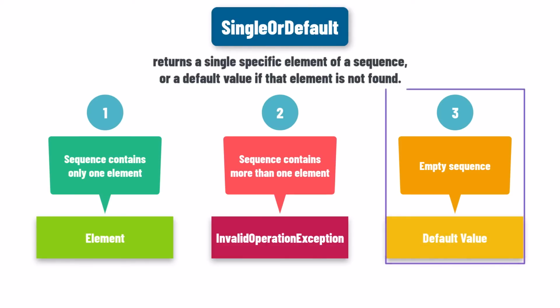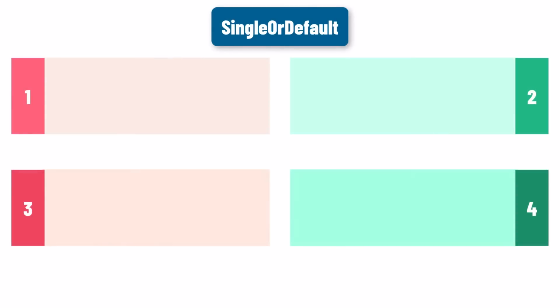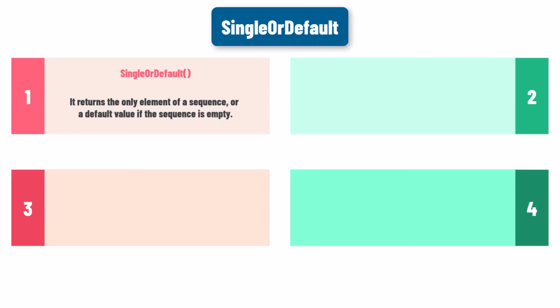This is also the difference between Single and SingleOrDefault. Single throws an exception in case the sequence is empty, while SingleOrDefault returns a default value. Let's now check the different overloads of the SingleOrDefault method, which are 4 overloads. The first overload will be used with empty braces. It returns the only element of a sequence, or a default value if the sequence is empty. So, here the type's default value will be returned in case the sequence is empty.